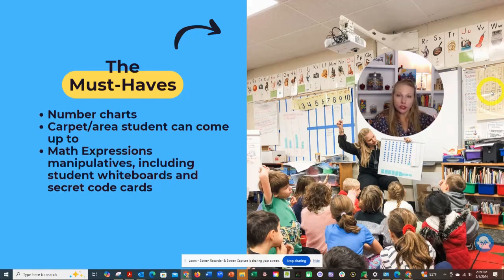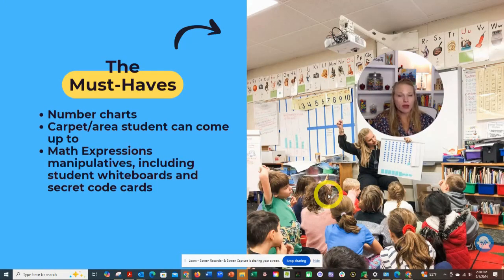So K2 have the 120 chart. Second grade has the 120 to 240. K and 1 have the number parade. And then your grades 3 through 5 have other charts that are important to them. Like third grade, you have your multiplication chart. Fourth and fifth grade, you have fraction charts, place value charts, geometry charts. All of those are those staples, but specifically the number charts.